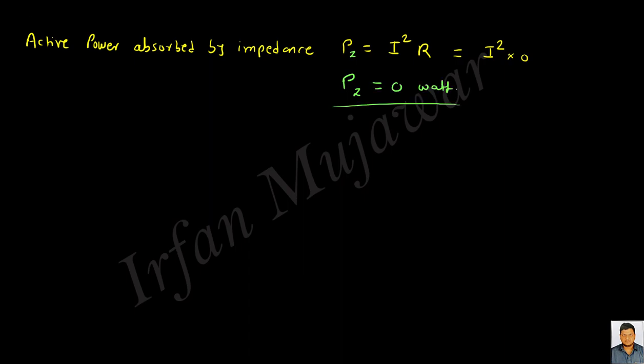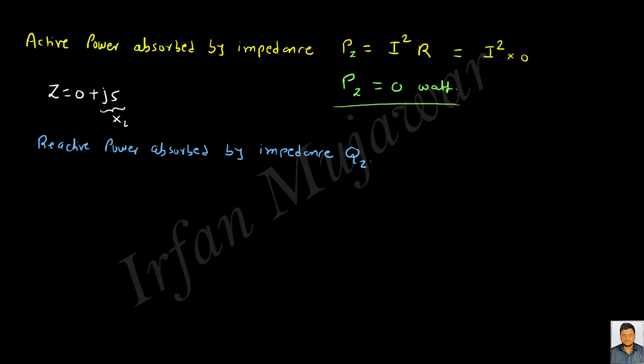Now what about the reactive power? So reactive power absorbed by impedance. Why can we say it is absorbing? Because it is an inductive element due to the plus sign. If you see the Z, what was Z? Z is 0 plus j5. So this is your inductive network, this is your XL. So reactive power absorbed by impedance, QZ, will be simply equal to I square into XL.